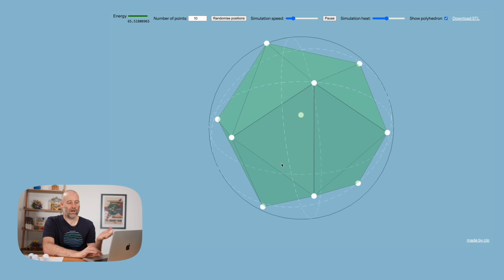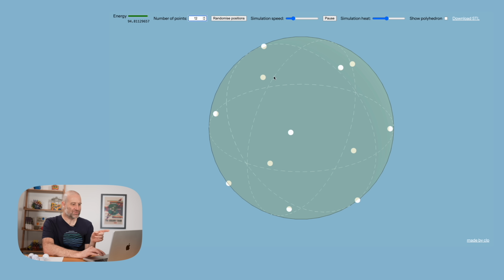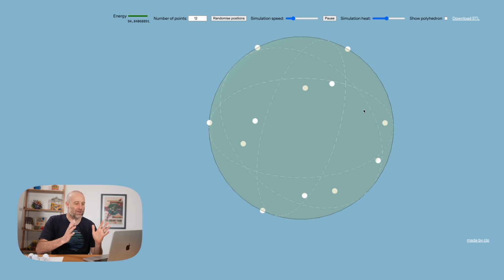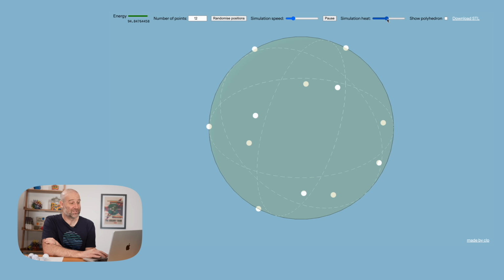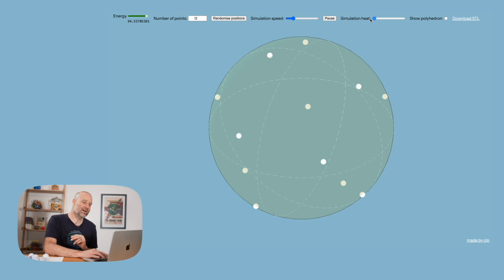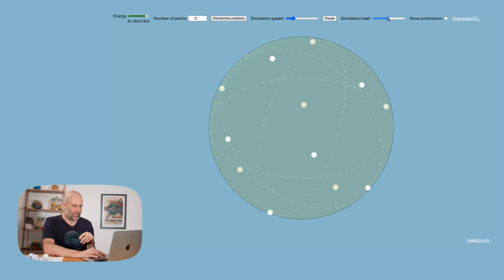Now you think, how hard can this be? Surely we have nice, neat solutions. Well, there are neat solutions for platonic solids. So if I do 12 and get them to gradually arrange themselves, what they're doing is they're jiggling around, trying to maximize that energy value up on the top left there. I can actually increase the heat, and that's how much they're jiggling. So if I make them more likely to jiggle, then they're never going to settle into a nice fixed arrangement. But if we don't have enough heat, they'll take forever to get to where they have to be. So there's a balance of how much we're annealing or bumping them around.